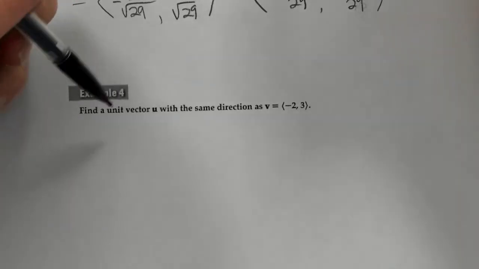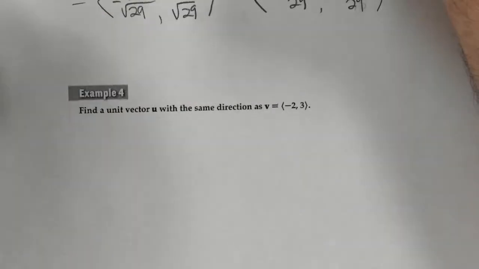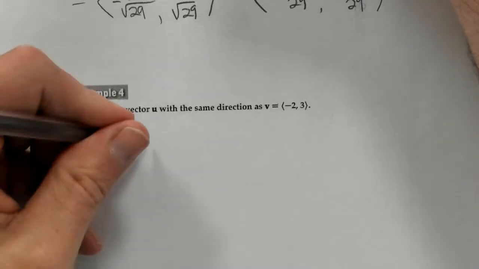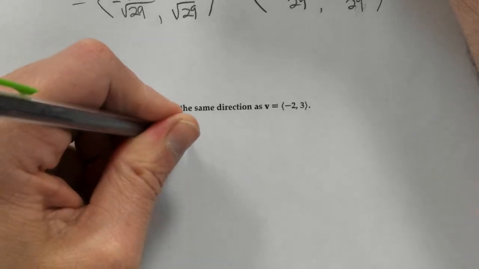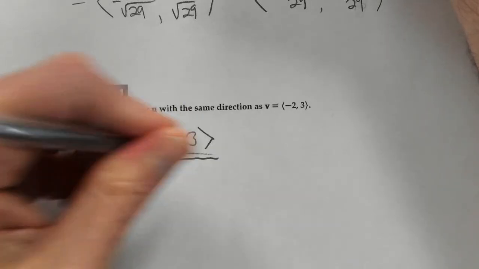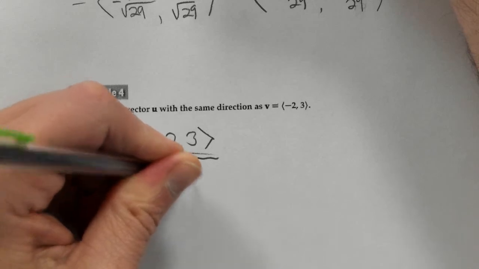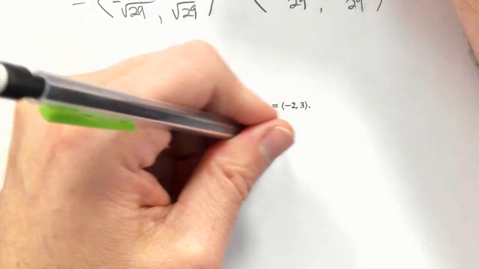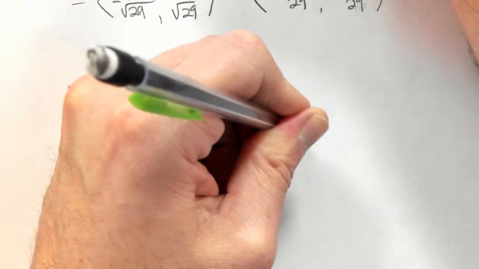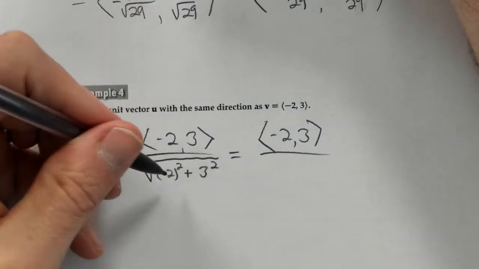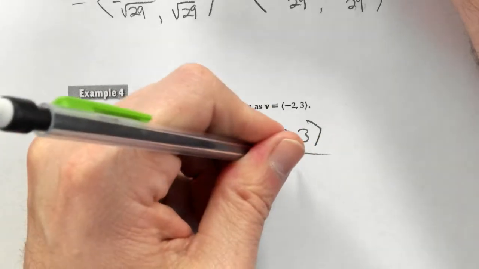Let's find another one. Let's say we want to find a unit vector with the same direction as this one. Same idea: the unit vector is found by taking the vector and dividing it by its magnitude. So here we'll have -2, 3. We'll divide that by the magnitude, which is the square root of -2 squared plus 3 squared. So that would be equal to -2, 3, and all of this will be over 4 plus 9, so the square root of 13.